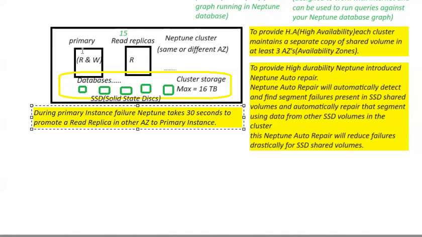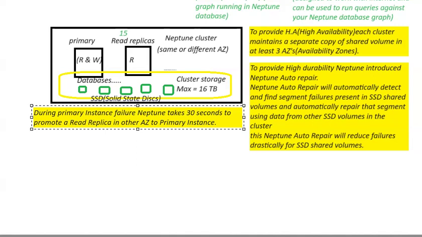Whereas a write request only writes to the primary database. If the primary database fails, then within 30 seconds Neptune will promote another read replica present in another availability zone to primary instance. Again, that primary instance has both read and write permission, so you can write your data, and that data is synchronized with your read replicas. Again, you can read as well.